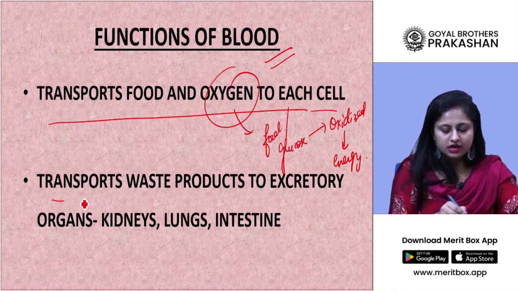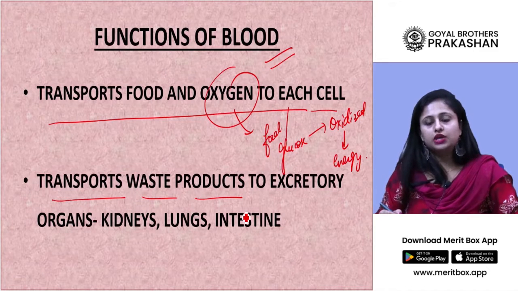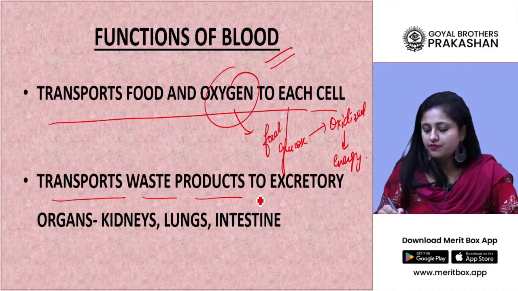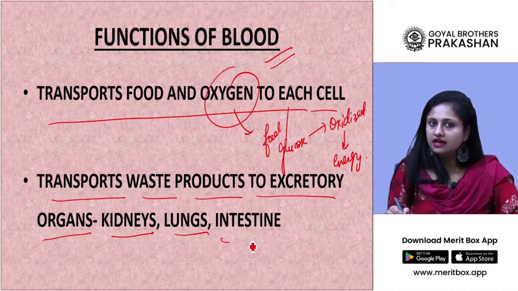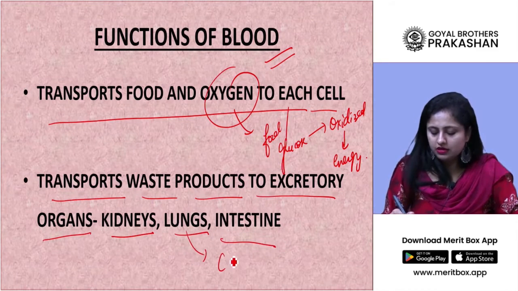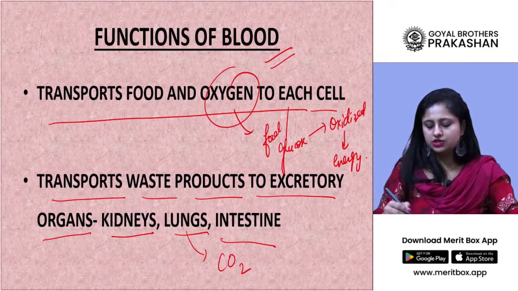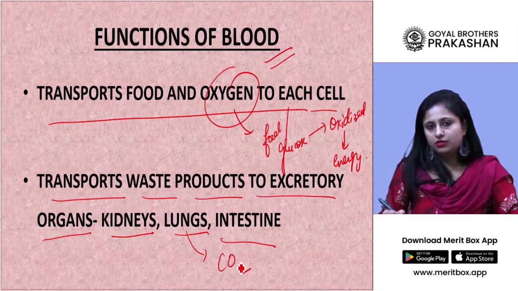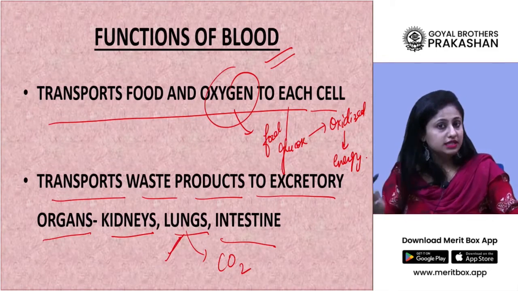Next, blood transports waste products. They could be nitrogenous waste like urea, uric acid, etc., to excretory organs in kidneys, lungs and intestine. For example, carbon dioxide needs to be expelled from our bodies. So carbon dioxide first reaches our lungs, and then our lungs expel it out.